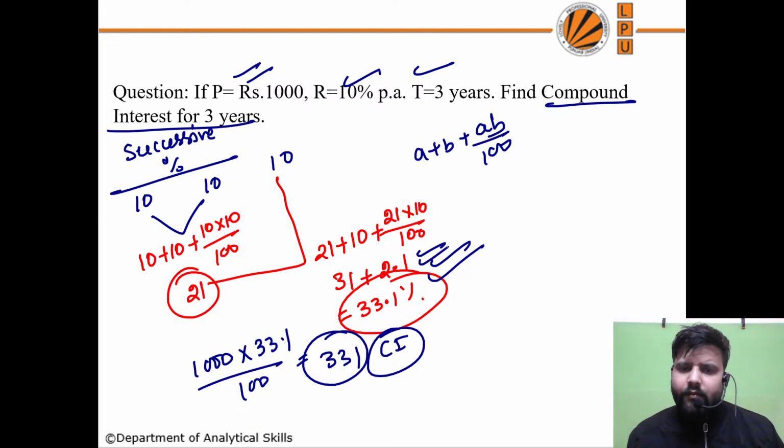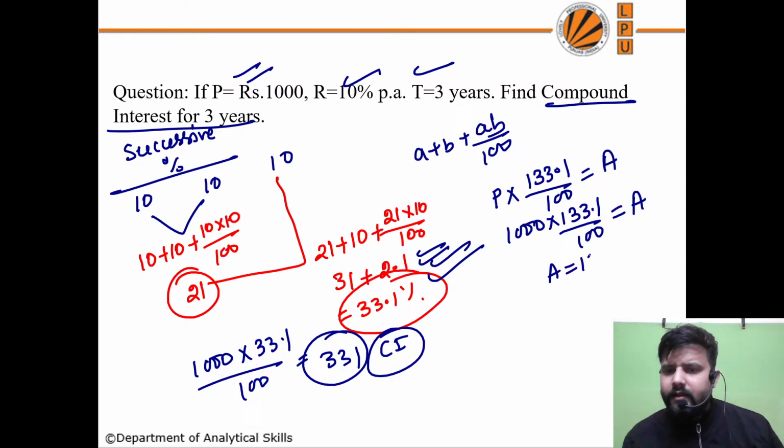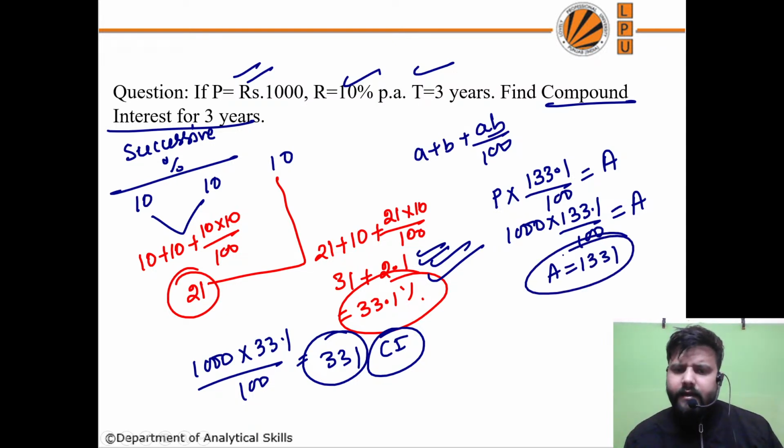If using this you want to calculate the amount, you will calculate this much increase in the principal. So principal multiplied by 133.1 divided by 100 is equal to the amount. In that scenario, if you want to calculate the amount, 1000 will be multiplied with this. So your amount in that case would be 1331. Getting it? So that's how you can use successive percentage also for compound interest.